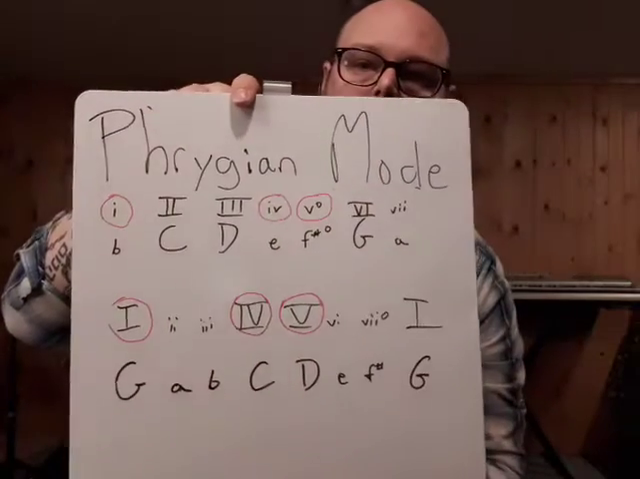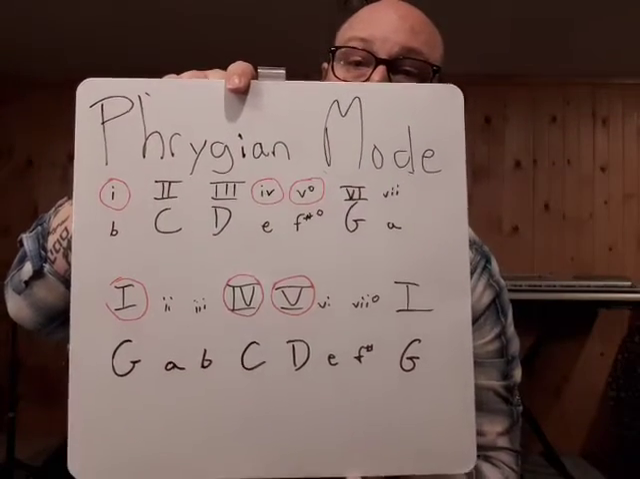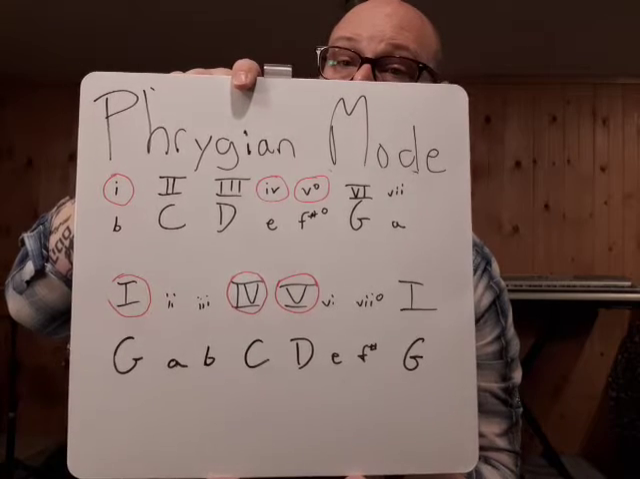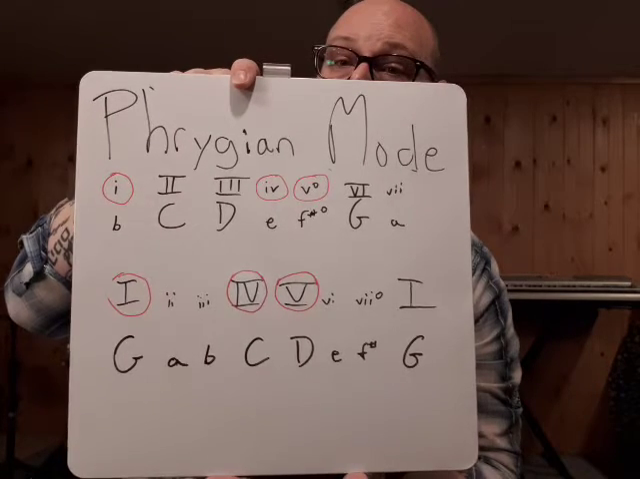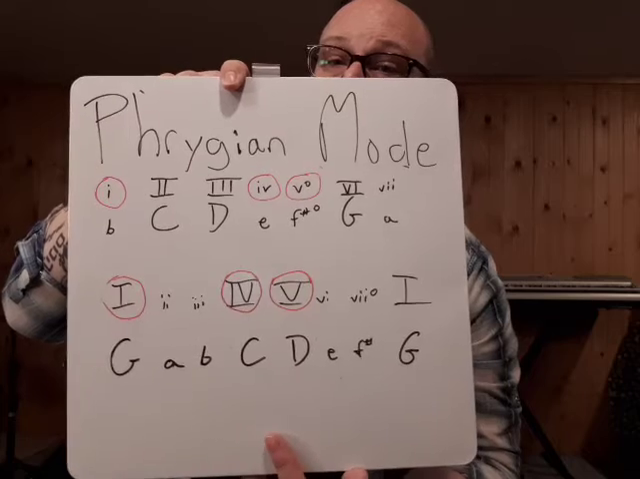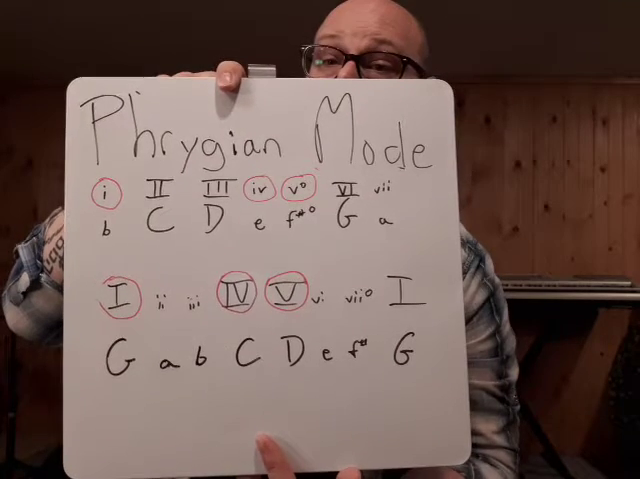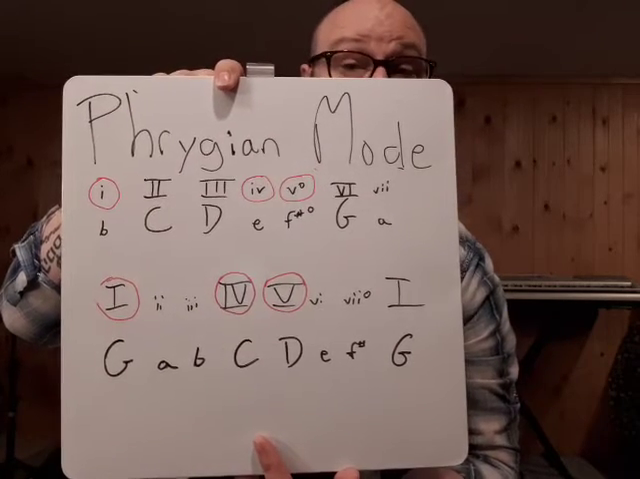So here we go. Here's the old whiteboard. Circles around the 1, 4, and 5. That's important. The red circles, those are important. Bottom here, that's G major. That was the original. That's where we started. Now we're in B Phrygian.